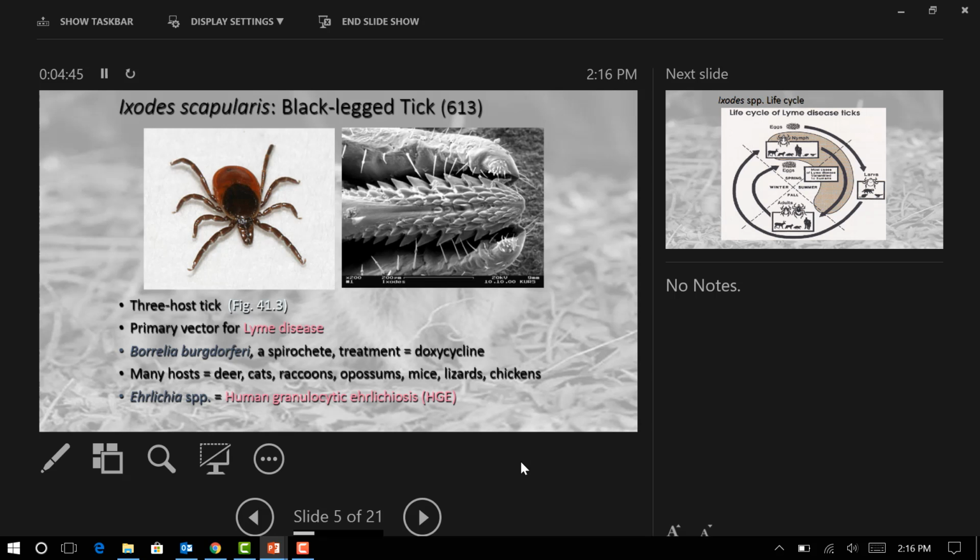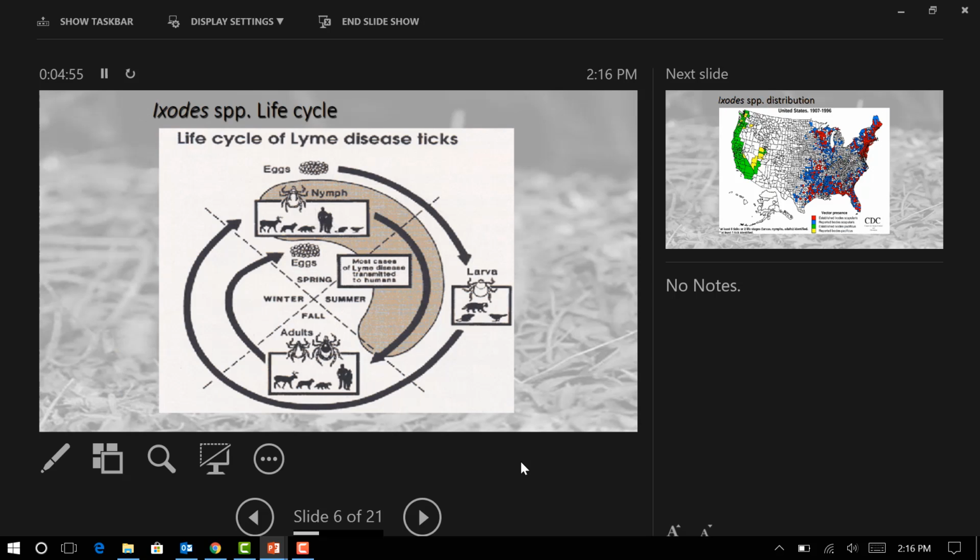So these are ticks that can be vectors of pretty dangerous organisms, but for the most part, the pathology associated with the tick itself is fairly low. Here's the life cycle of the tick. Notice that we don't refer to the juveniles as larvae. They have a life history very similar to the adults. The nymphs oftentimes feed on the host as well.